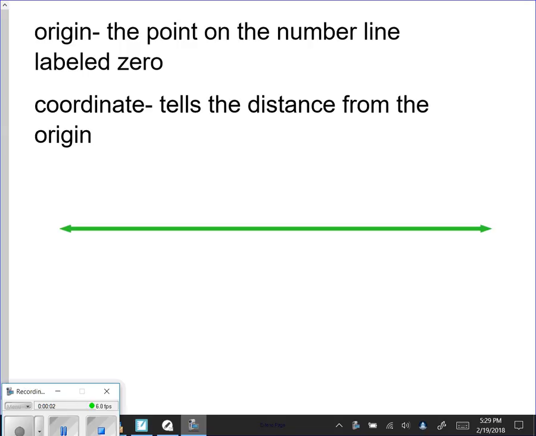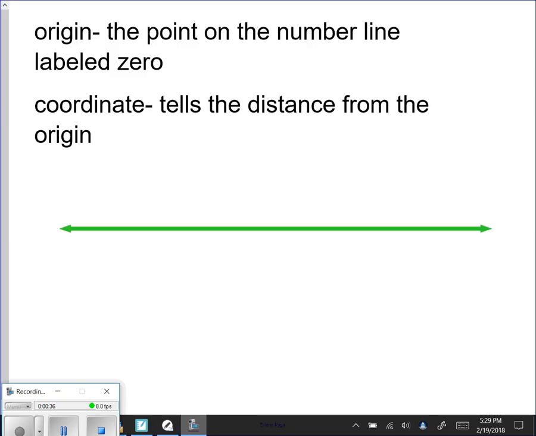Okay, so with this lesson, lesson 1 and lesson 2, we are going to be practicing on coordinate grids. And we are going to be looking at using number lines and coordinates. So the first thing that we need to look at is the word origin. When you're looking at a number line, or later on when we're doing the coordinate grid, you're going to see the word origin a few times.